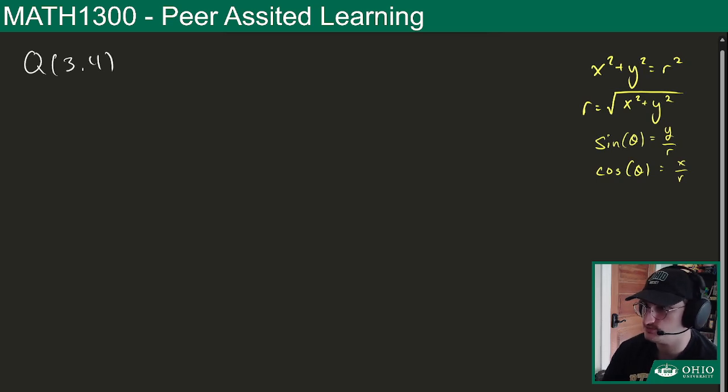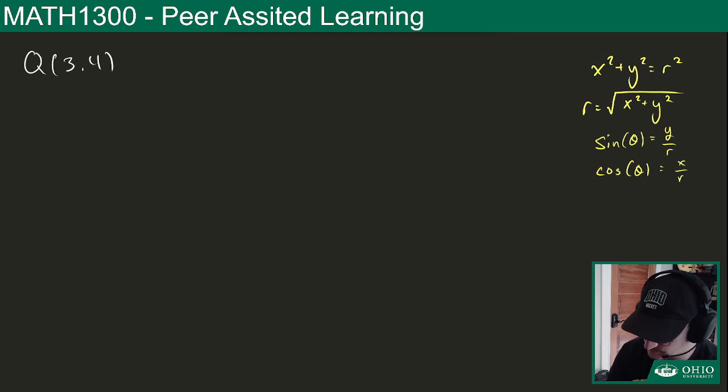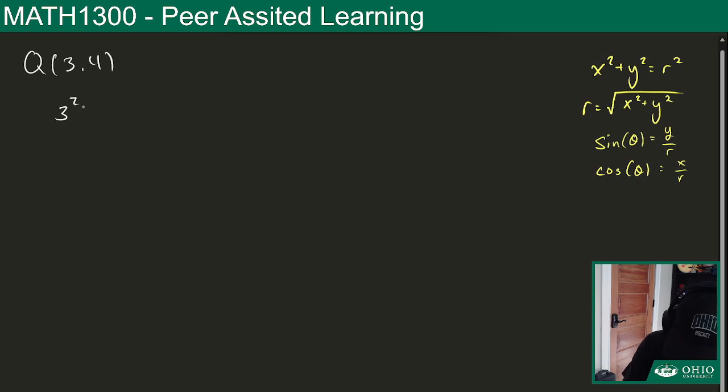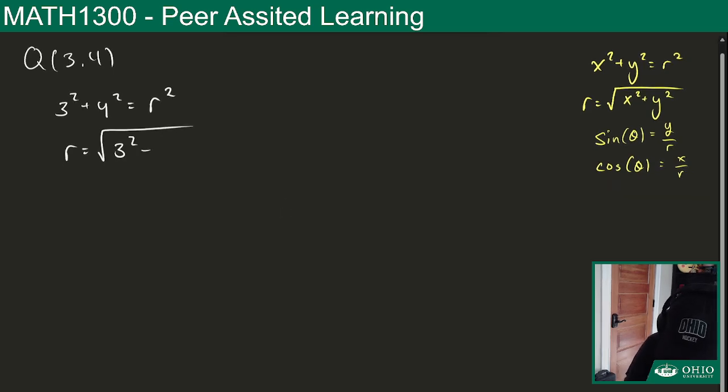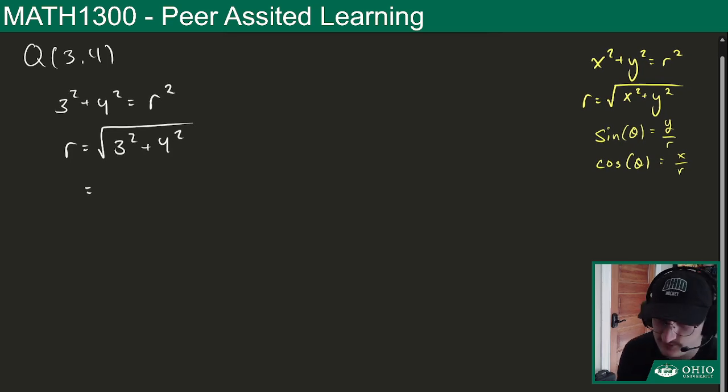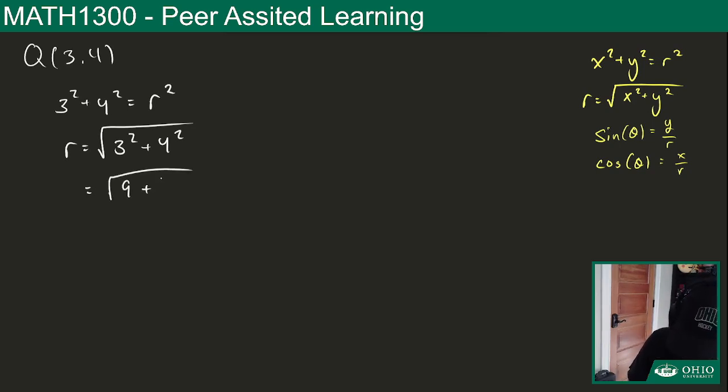And so we're going to use this series of formulas to decipher the angle theta that is formed from this point Q (3, 4). So first things first, let's actually figure out what our radius is. So I have 3 squared plus 4 squared, and that equals r squared. And of course, we can use the rearrangement to say that r is the square root of 3 squared plus 4 squared. And 3 squared is 9, and 4 squared is 16. So I get 9 plus 16. And 9 plus 16 will be 25. And the square root of 25 is just 5.